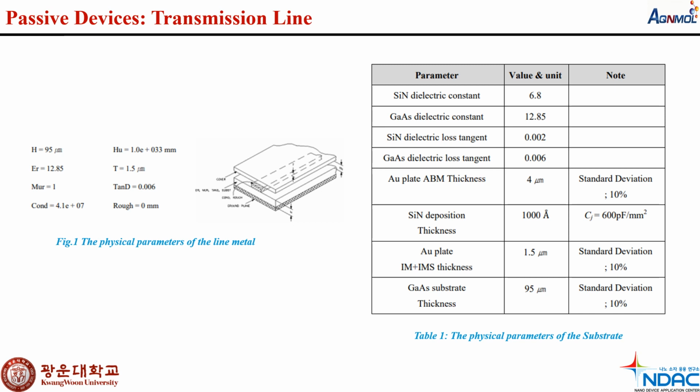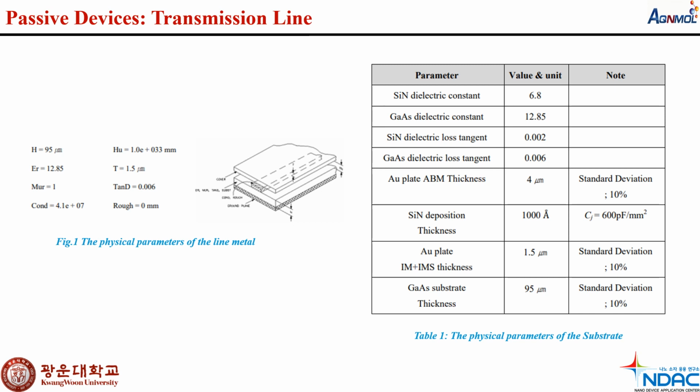In this slide, we have included the passive devices called transmission lines, and the microstrip is a flat strip of a conductive material separated from a single ground plane by a dielectric material substrate. For example, we can say gallium arsenide. In figure number 1, the physical parameters of the line metal are shown, and additionally the physical parameters of the substrates are given in table number 1.